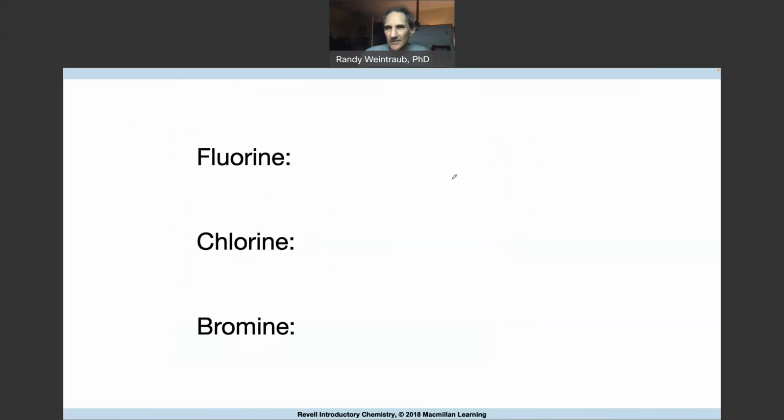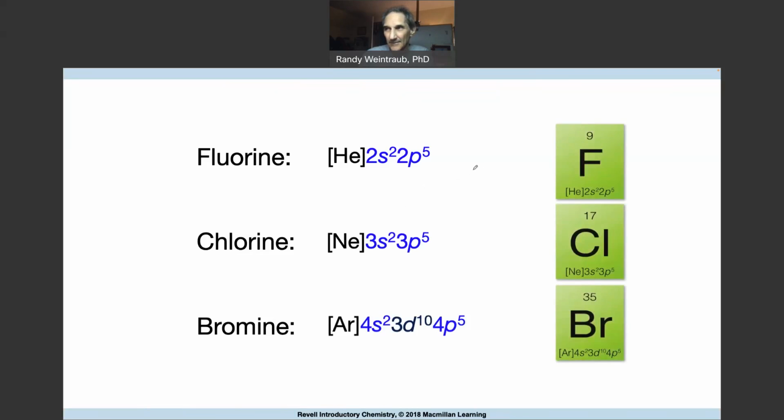Let's look at another example. Fluorine, chlorine, and bromine all form a charged ion, a -1 anion. Let's look at their electron configuration. They're shown there. And they are in the same group. They are in 7A, check your periodic table. And the atomic numbers, protons and electrons of the neutral atoms are shown there: 9, 17, 35.